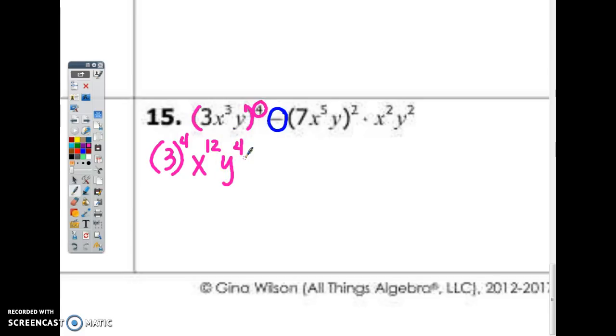Okay? On the other side, this has to go first. So it's 7 to the second power. And then x, 5 times 2 is 10. And y, 1 times 2 is 2. And then multiply times this. Okay. Bring down the minus. We're still not going to subtract because I'm still not done. Put this in the calculator, see what it gives you. Put this one in the calculator, see what it gives you.